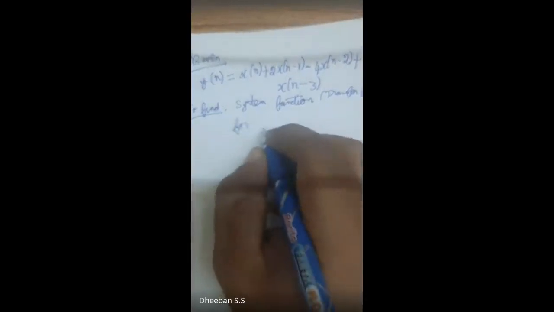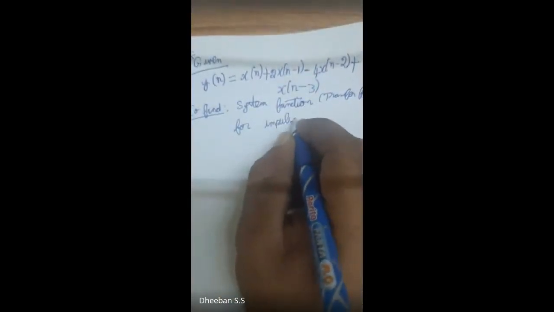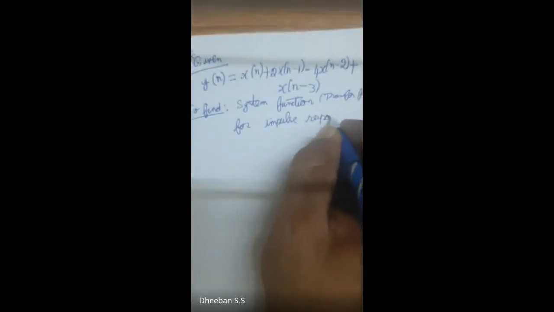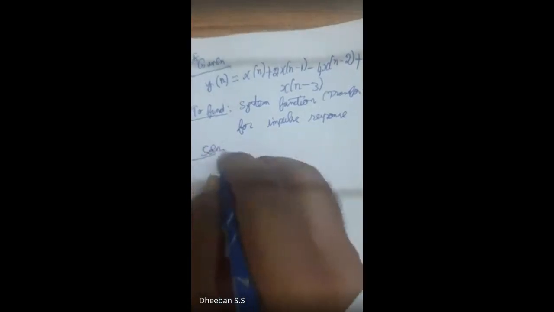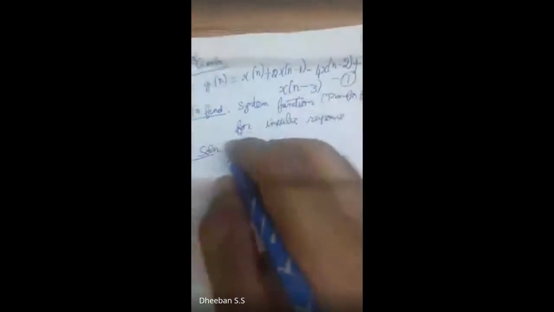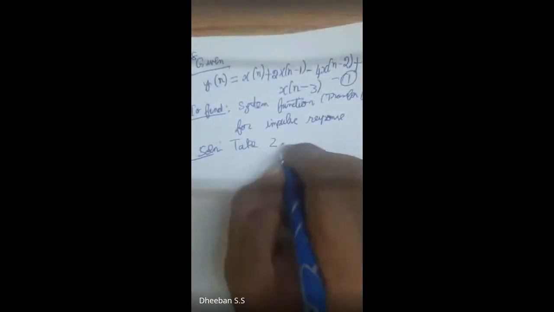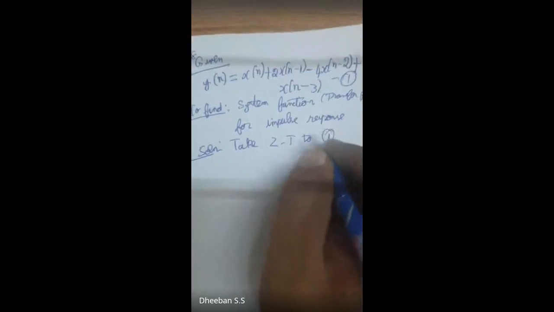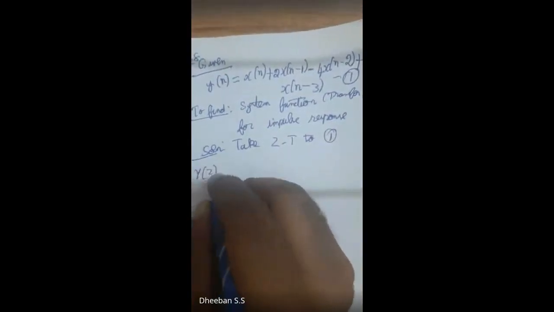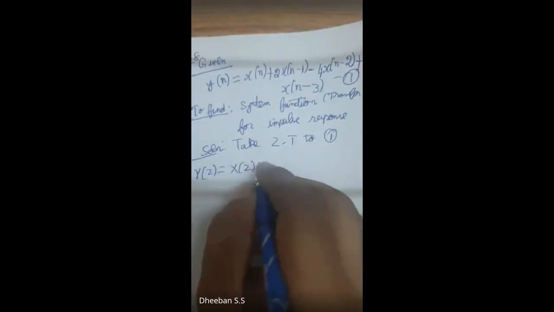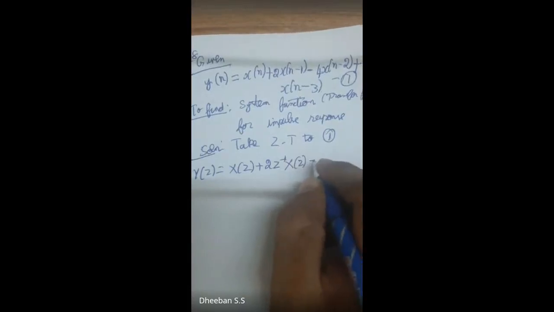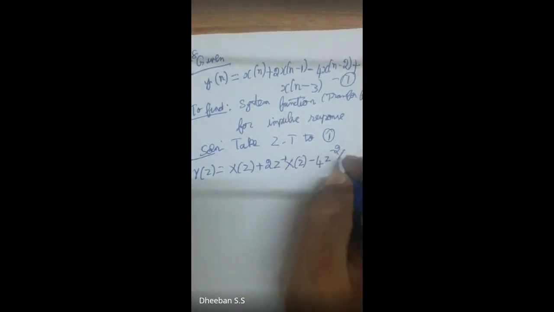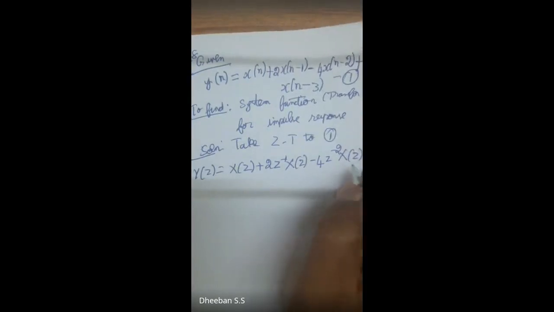Or the impulse response, or the impulse function also you have to find. So the solution is: take the z transform. What do you get? Y of z equal to x of z plus 2 into z power minus 1 x of z minus 4 into z power minus 2 x of z plus z power minus 3 into x of z. So group it out.